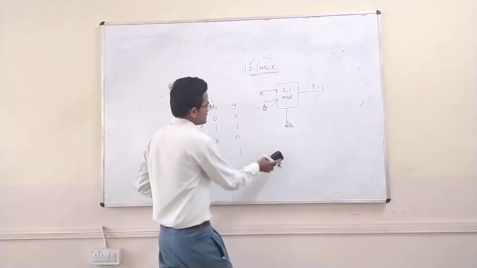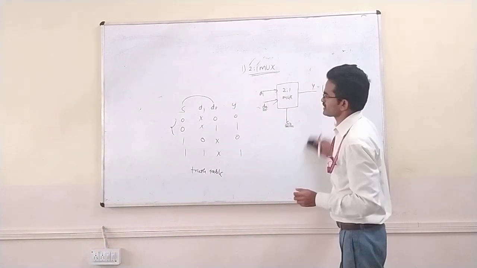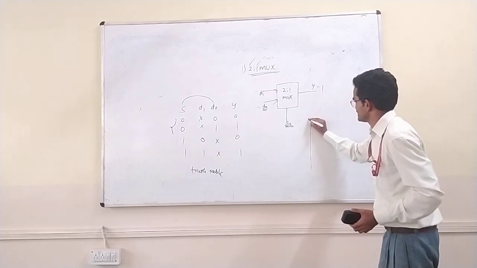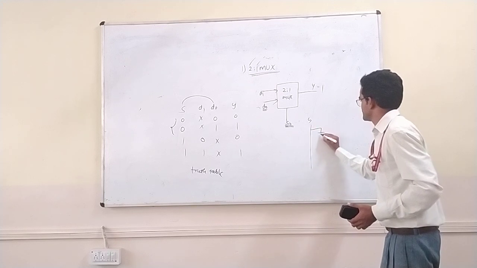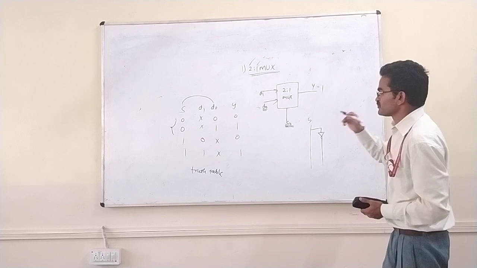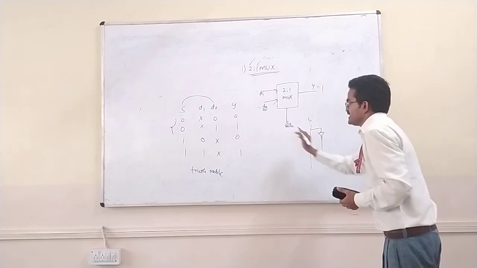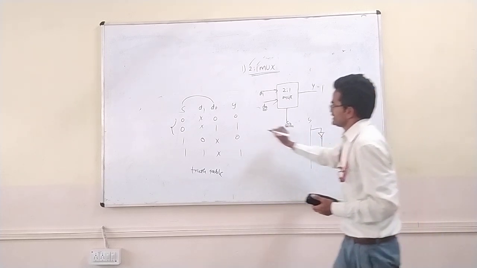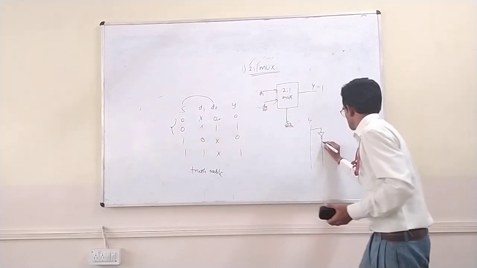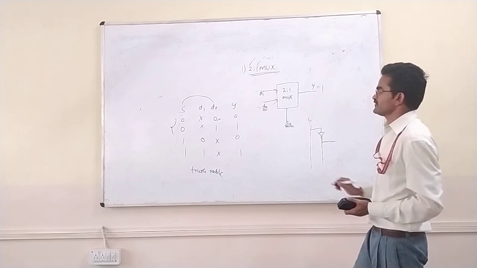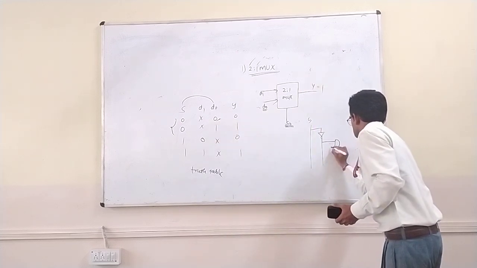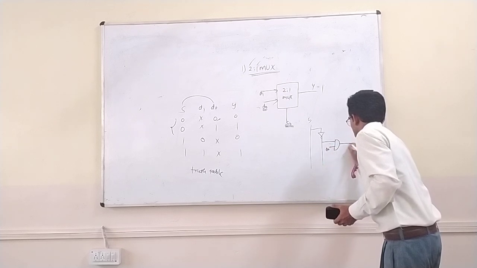Now we need to draw the logical diagram for the 2:1 multiplexer. See here, the select line is either 0 or 1, that's why I use one NOT gate here. Whenever the select line is 0, which one is selected? D0 is selected.